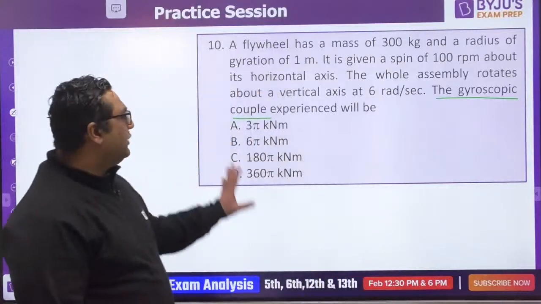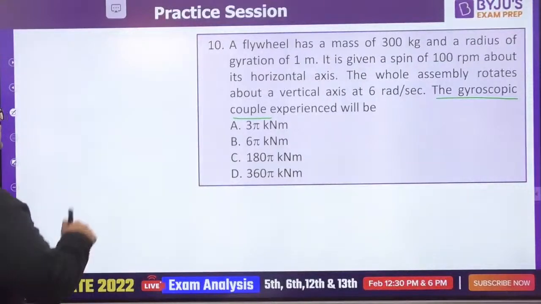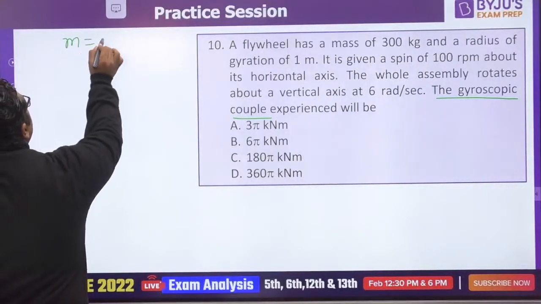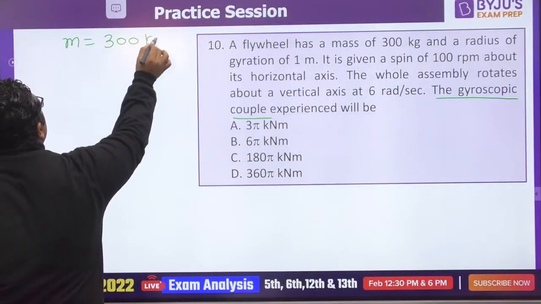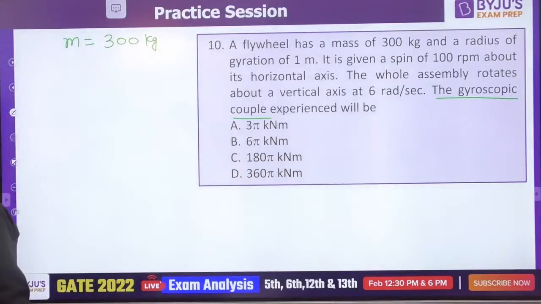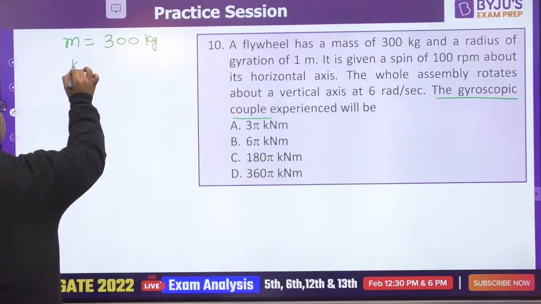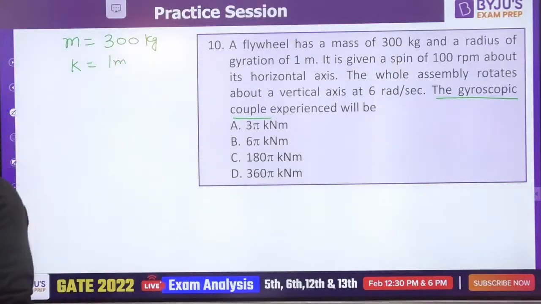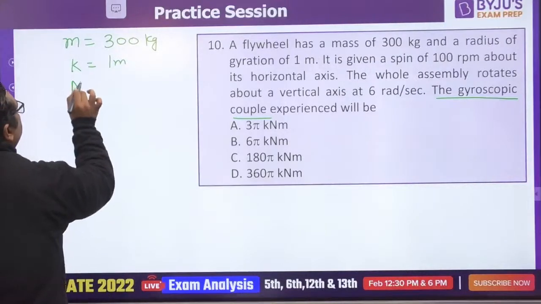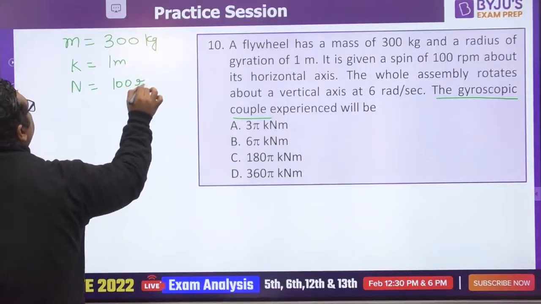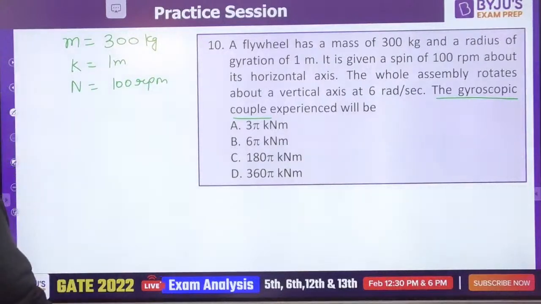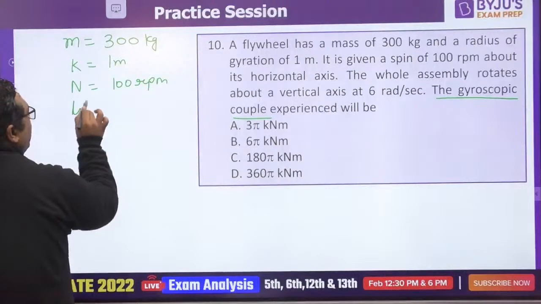Okay, so for the timing, a flywheel has a mass of 300 kg, radius of gyration 1 meter. It is given a spin of 100 rpm. N is 100 rpm. The whole assembly rotates about the vertical axis. Omega P is directly given.